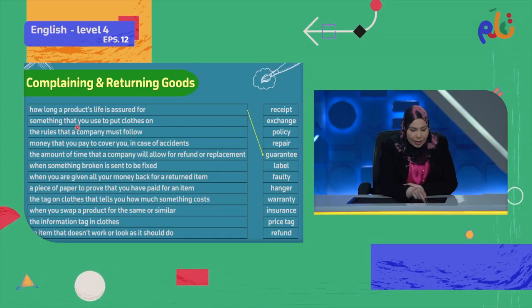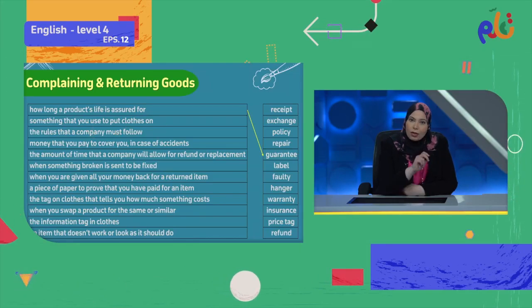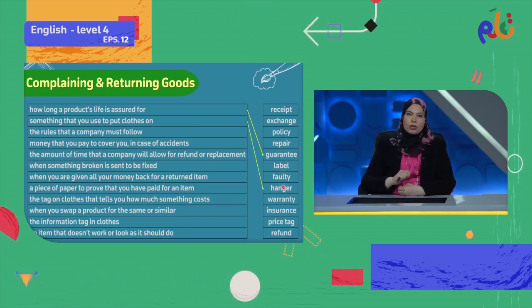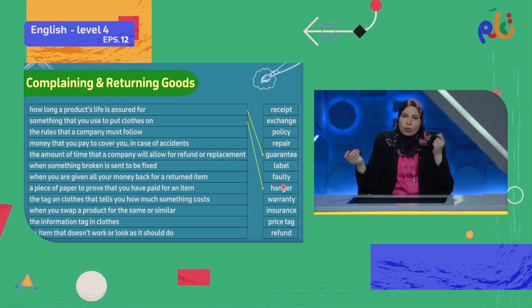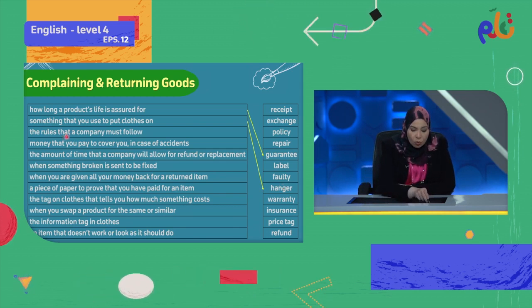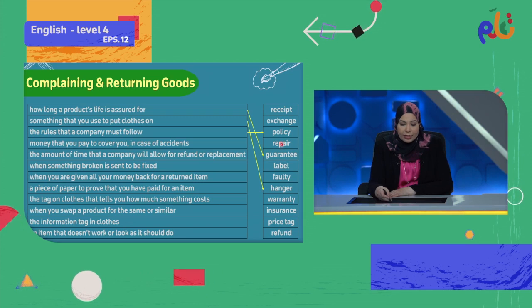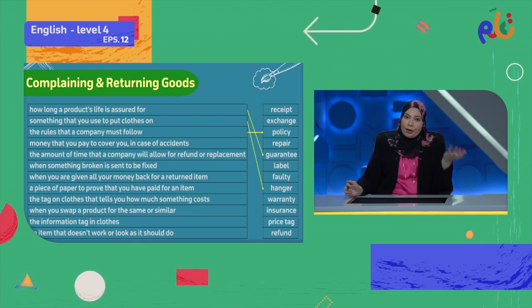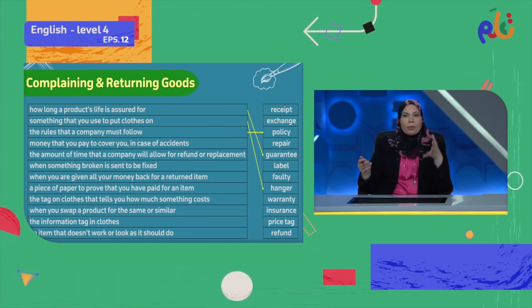And then we have something that you use to put clothes on. This is called a hanger. So what you put your clothes on in the wardrobe or the closet is called a hanger. And we have the rules that a company must follow. If we're talking about the rules followed by a company, this is called the policy. So whenever you're talking about the guarantee, the policy is going to be checked. So you need to check the guarantee and the policy to make sure that everything will be covered under the guarantee.